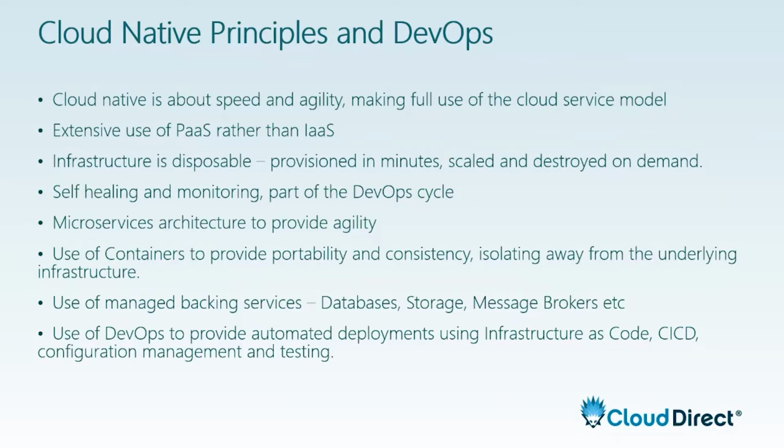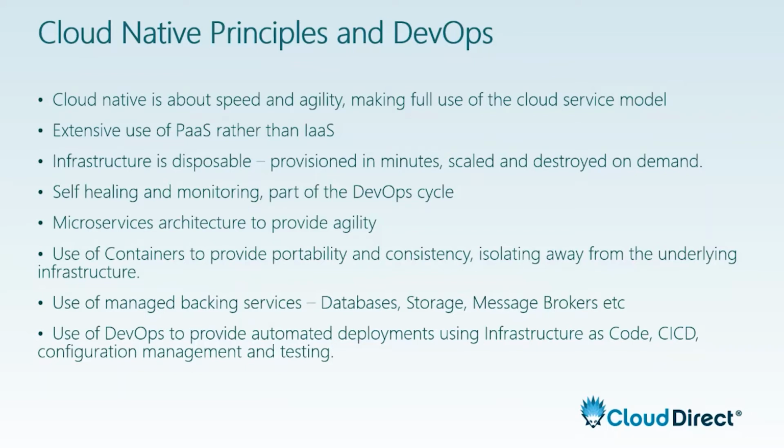But effectively, in principle, cloud native is about speed and agility, and is about making full use of that cloud service model. Provisioning on demand, tear up, tear down of resources as and when they're needed, that type of thing. Cloud native makes extensive use of platform as a service rather than infrastructure as a service. Going back a few years, most apps, you run them on a server, you have to look after the server, run your code on it, and all that type of thing.